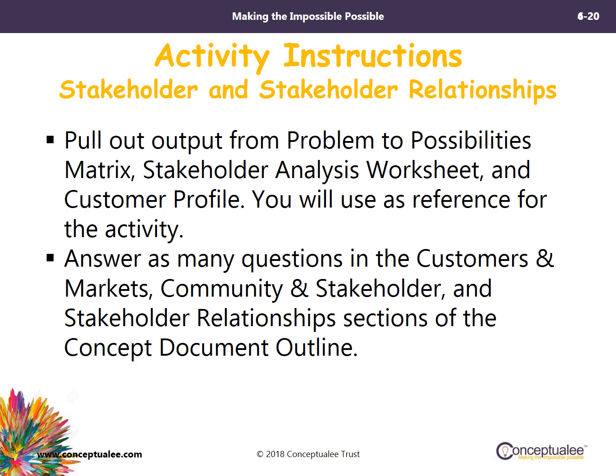So now let's look at the instructions for the activity focused on stakeholder and stakeholder relationships. It's going to go pretty much exactly like you did previously. So you're going to pull out the output that you've worked on previously, tools, notes, everything. And then you're going to answer as many questions about stakeholders and stakeholder relationships in the customer and market section, community and stakeholder relationship sections of the concept document outline. Okay, so that's really not any different, except we're now dealing with different sections.